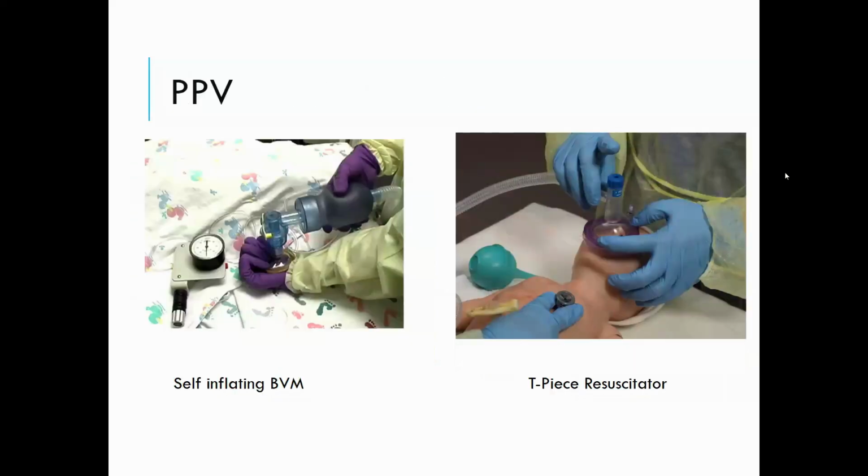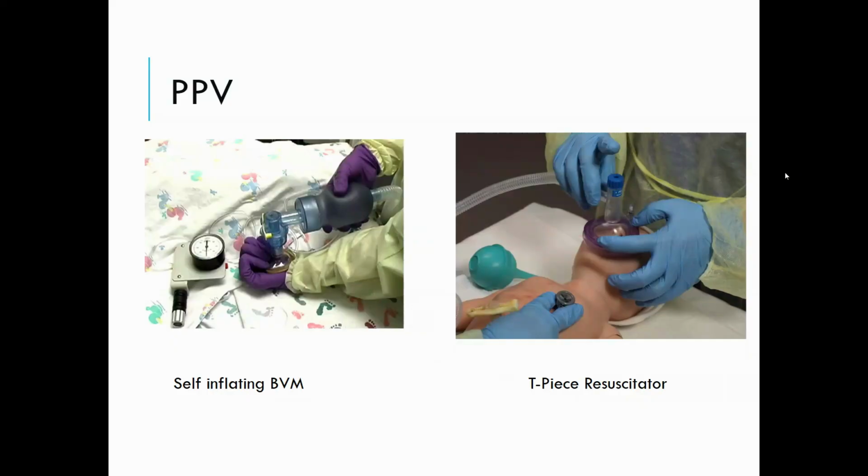PPV, there's two ways you can give it. You can use a BVM. Usually you want to use a self-inflating BVM that has a pop-off valve, and this makes overinflation less likely. You can also use a T-piece connector, which is in that second picture, which we commonly use at Kings County Hospital and here at Downstate. This is a good way to consistently deliver a good pressure.